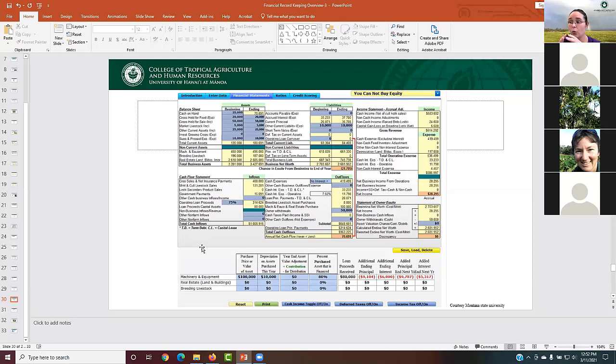So QuickBooks is a really good option, and you can get a mobile version for your phone, so you can actually scan the receipts as you go. And the nice thing is once you input it, it will ask you, say you got gas for the farm and you have it tagged as that.